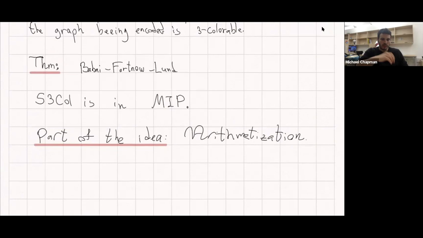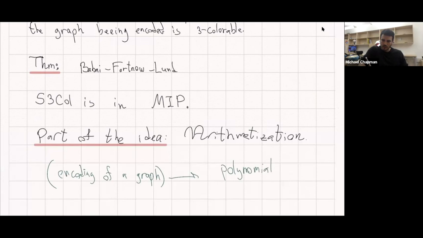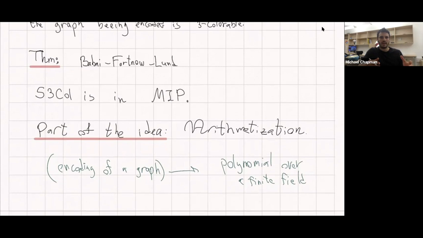And part of the result is something called arithmetization. So how did they translate this encoding into a game? They translate the encoding of the graph and colorings of the graph into some condition on low degree polynomials over finite fields. You get this encoding of a graph and you translate it into some polynomial over a finite field. And you can show that there is a correspondence between some algebraic properties of these polynomials and whether the graph is tree colorable or not.